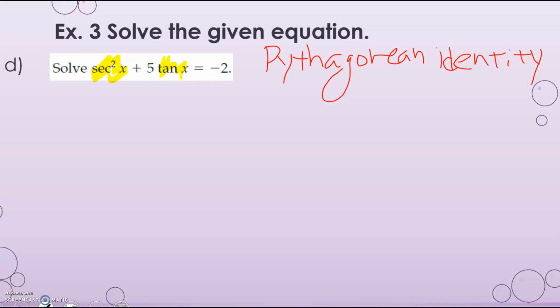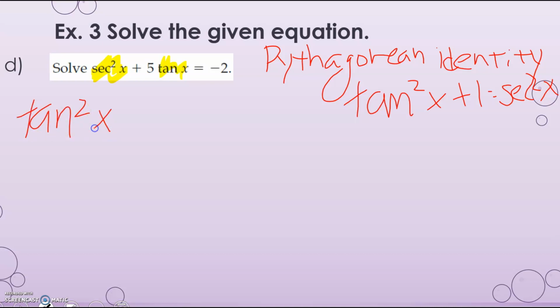Now, which is the one that has to do with secant squared x? Oh, I know. It's tangent. Have your Pythagorean identity memorized, please. Tangent squared x plus 1 equals secant squared x, which means I can go ahead and just do a direct replacement. So this is going to be tangent squared x plus 1 plus 5 tangent x plus 2 equals 0.